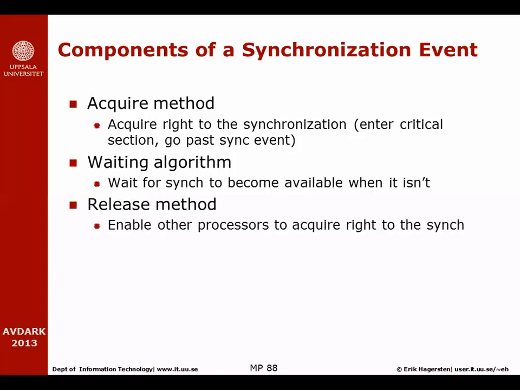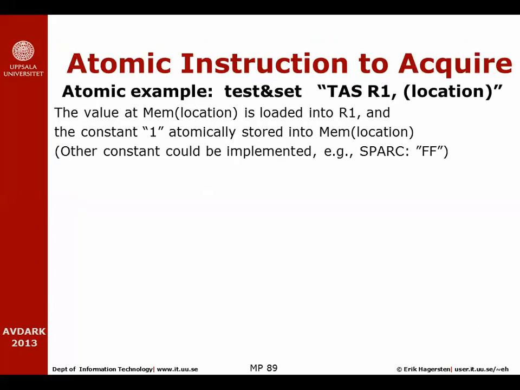And we have to have a release method for the thread that's been in the critical region and now has to somehow signal to the other threads that it's out of the critical region, which will make it okay for the next thread to get into that region. So first we're going to look at different ways of acquiring a lock, or acquiring this critical region.